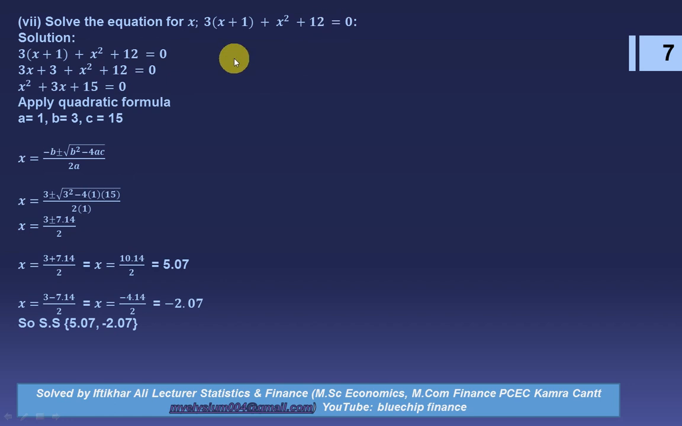Question number 7: solve the equation for x, 3 multiplied by (x plus 1) plus x square plus 12 equals 0. First of all, multiply this 3 with x plus 1, so 3x plus 3, 3x plus 3 plus x square plus 12. Simplify it: x square plus 3x plus 3 plus 12 equals 15. So the quadratic formula should be applied here. So a will be 1, b will be 3, and c will be 15. After putting the values into the quadratic equation, x should be equal to 5.07 and minus 2.07.